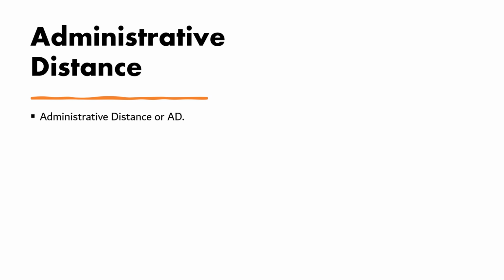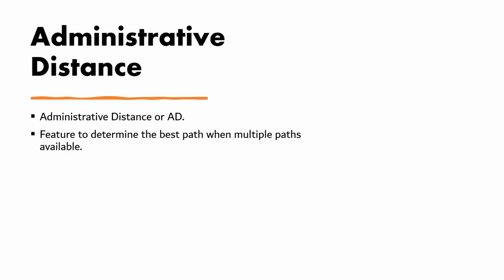Administrative distance, or AD, is a feature used by the routers to determine which path is the best to install in the routing table, when routing information for a particular destination is available from multiple routing sources.